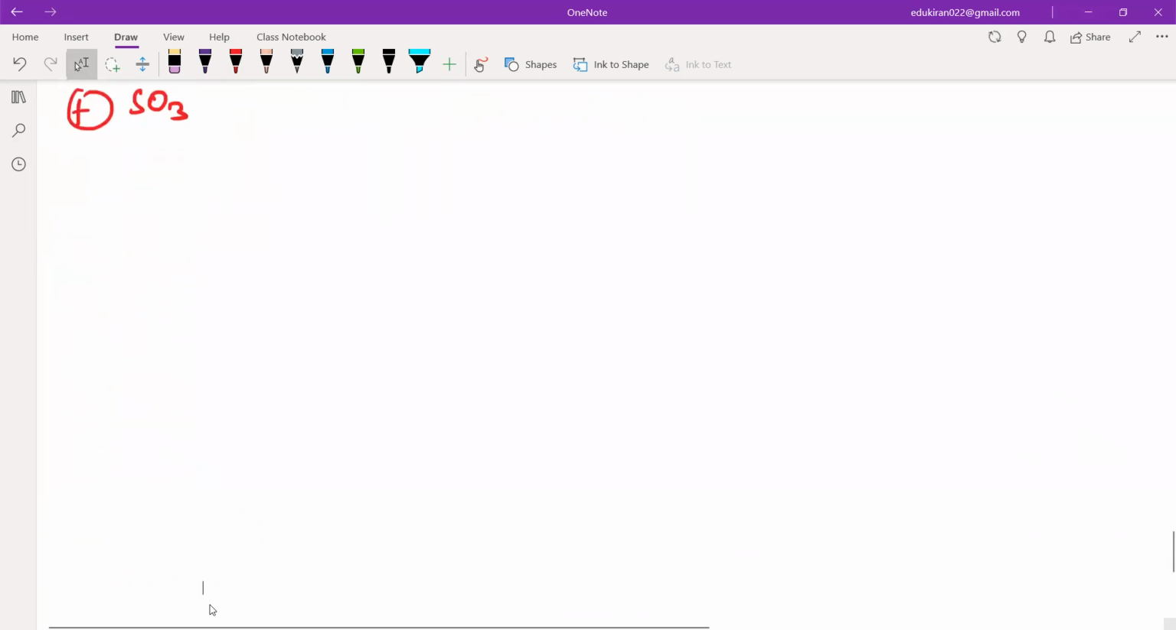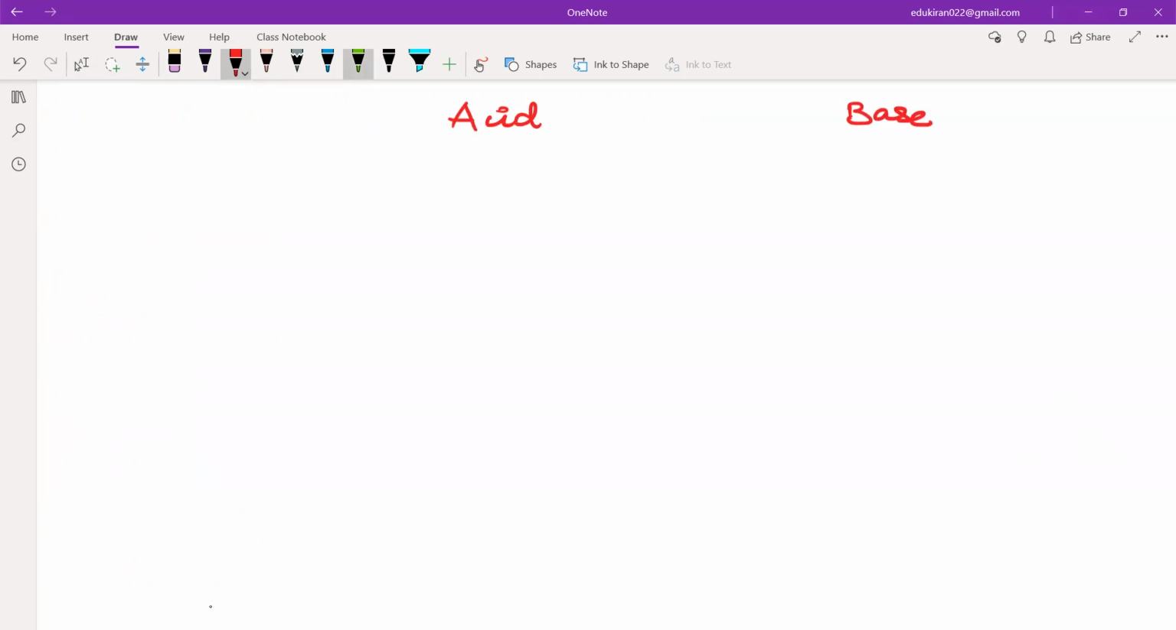Now let me just revise all the points that we did about acid and bases. So 3 concepts we learned today: acid, base. The first concept was Arrhenius concept of acid base. So what did Arrhenius say? Arrhenius said that acids are those that give H plus in water, and bases are those which give OH negative in water.